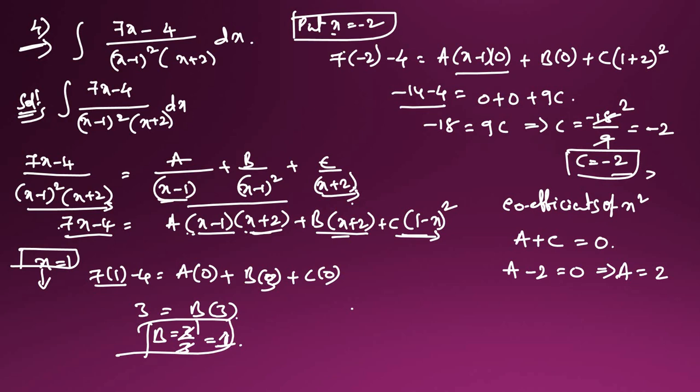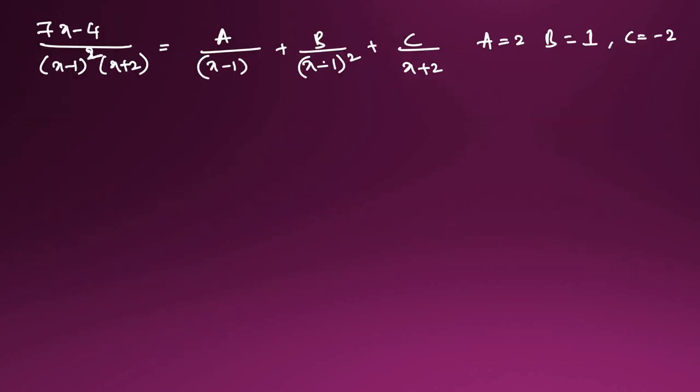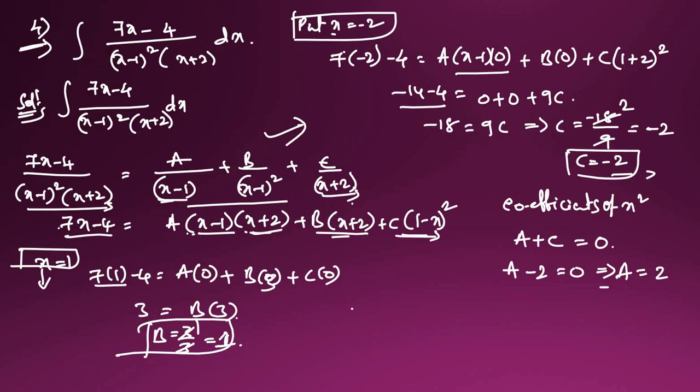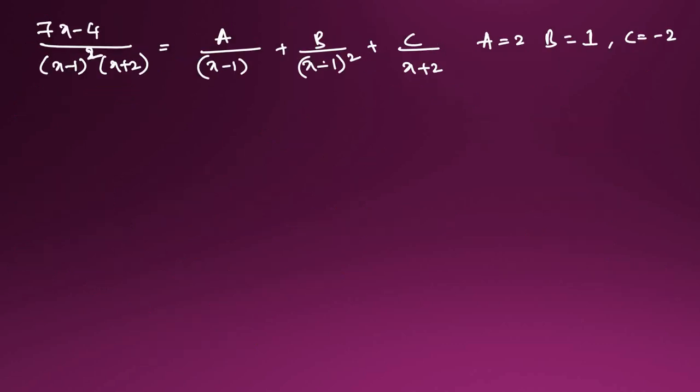So we know A value, B value and C value. So we'll substitute in the question and we'll get the answer here. Now here we'll take the total values: A is equal to 2, C is equal to minus 2 and B is equal to 1. So this equation will become 2 divided by x minus 1, plus 1 divided by x minus 1 whole square, plus minus 2 divided by x plus 2.